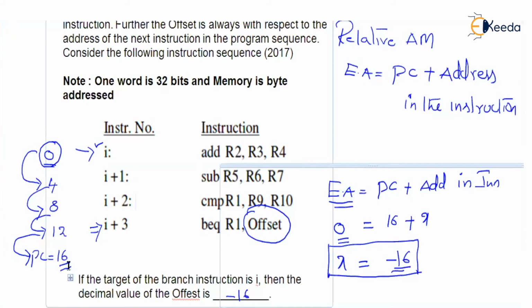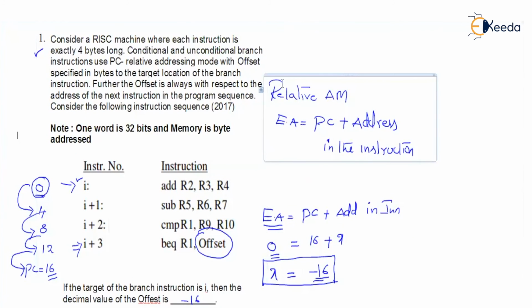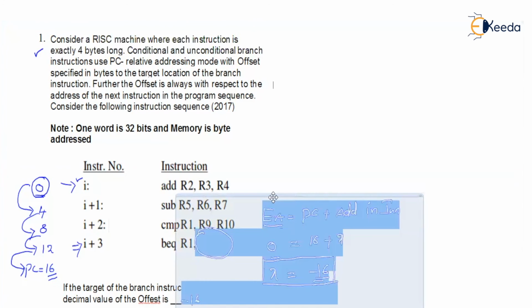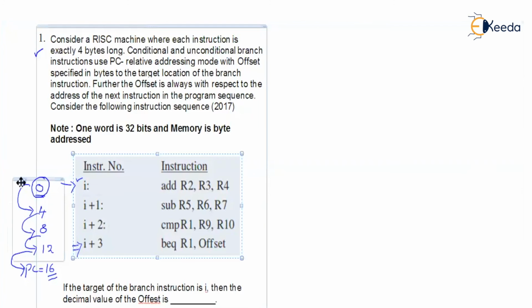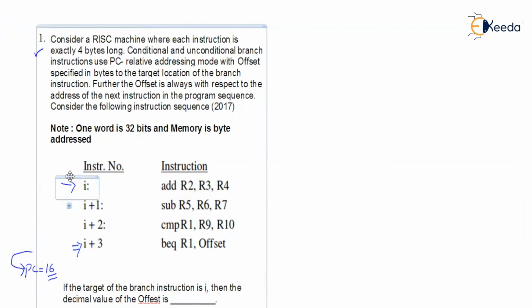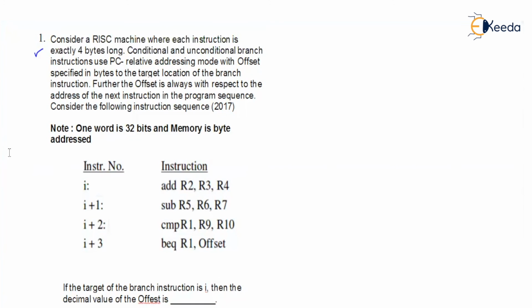Just a small revision of this question. This question is talking about RISC architecture, right? In the RISC architecture, one word is equal to 32 bits as given in the question. There is a program given. In that program, 4 instructions are given, right? The 4th instruction is branching to the first instruction. So when you write the program, the first instruction address will obviously be 0.